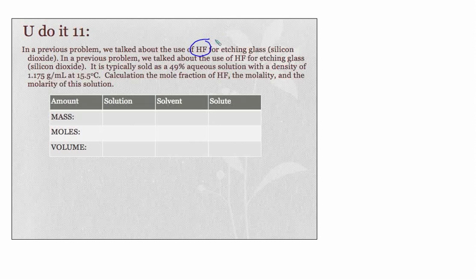So we're again talking about that HF. Don't forget, AP thinks you're going to pick this up in the conversation, so I'll bring it up a lot. HF etches glass, which is SiO2, which is also sand. They're all related to one another.